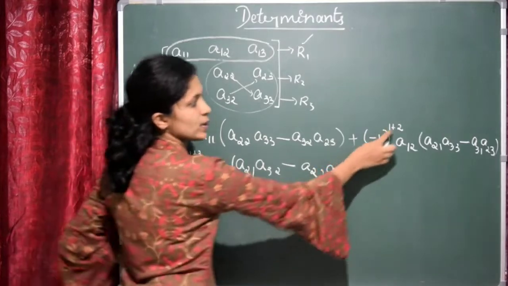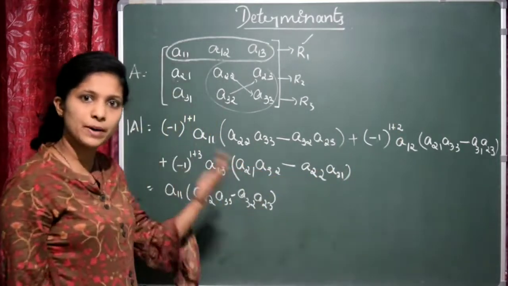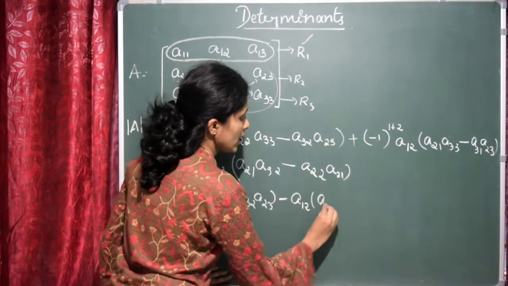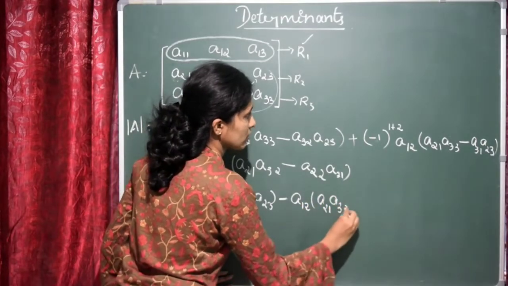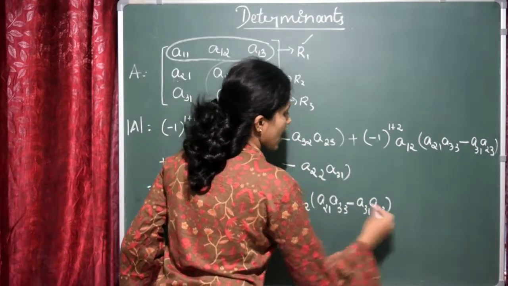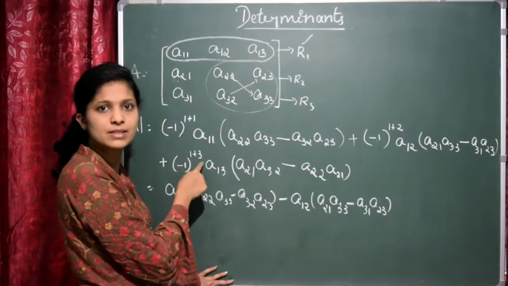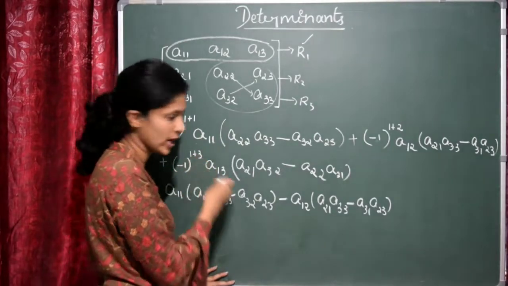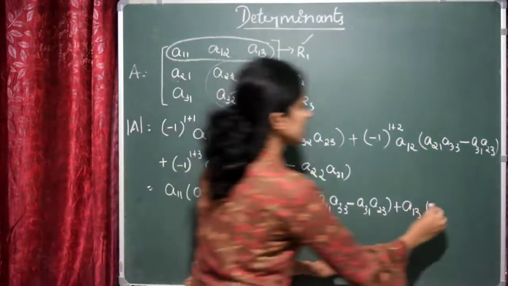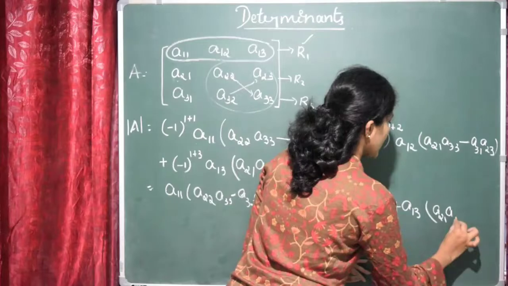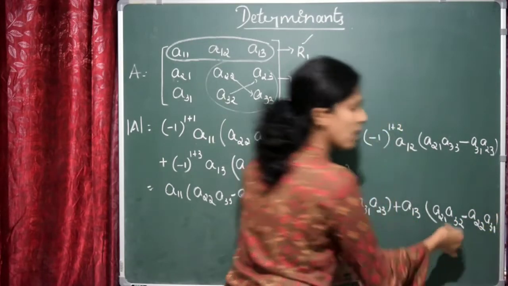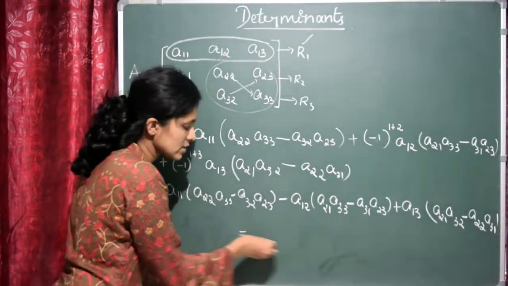Right? Next, minus 1 to the power 1 plus 2. That is minus 1 to the power 3, so it will be minus A12 into (A21 A33 minus A31 A23). And here minus 1 to the power 1 plus 3, it will be 4. So this is now positive, right? Plus A13 into, the remaining, A21 A32 minus A22 A31. Then you have to simplify this one. We'll get one scalar value.